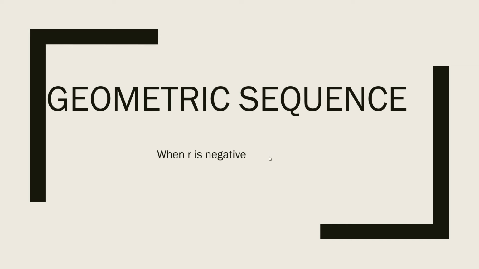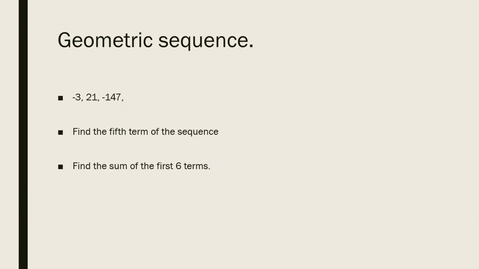Hello guys, in this video we're going to be talking about solving a geometric sequence when r, the common ratio r, is negative. Let's quickly go on. Now we have a geometric sequence here: minus 3, 21 and minus 147. So the first question is, find the fifth term of the sequence.